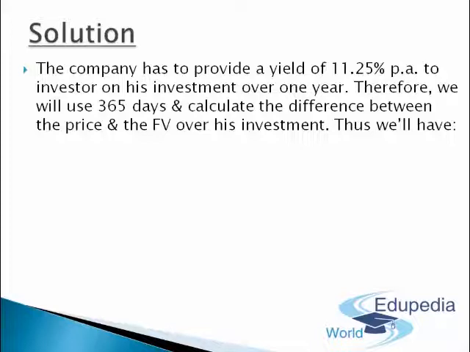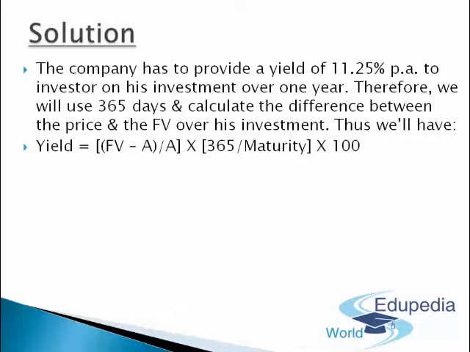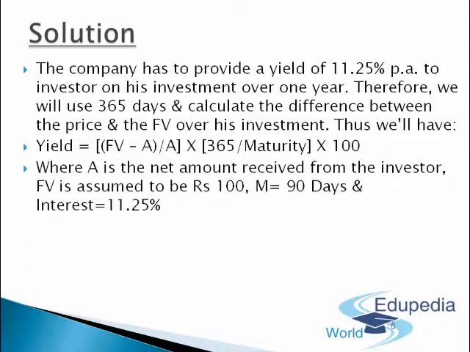In such cases, we'll have the yield, which is face value minus the amount being paid as issue price, that is A over here, or we can say P, whole divided by A into 365, divided by maturity period into 100. Here A is the net amount received from the investor, that is the issue price. FV is assumed to be rupees 100. Maturity period has already been mentioned in the question as 90 days, and the interest is 11.25% over here.